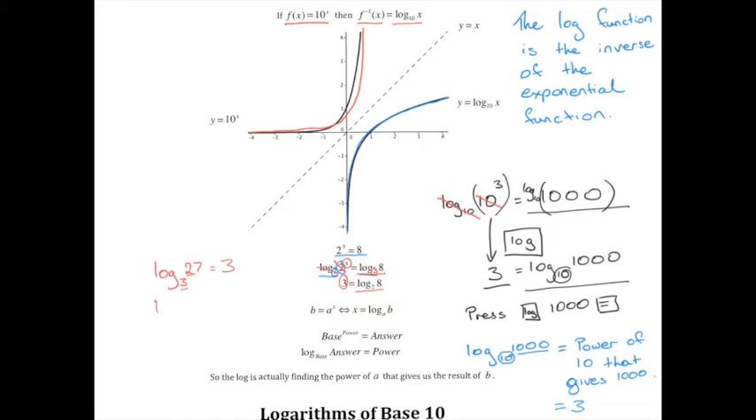Let's try another one. What's log of 8 base 2? What that's asking for is, what power of 2 equals 8? Again, that's 3 because 2 cubed is 8. Let's try another one. Log of 25 base 5. So that's asking you, what power of 5 gives you 25? Oh, that's 2 because 5 squared is 25. Are you seeing the pattern? Hopefully you're seeing the pattern.